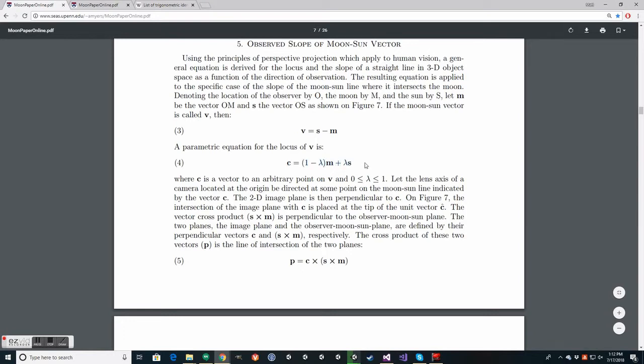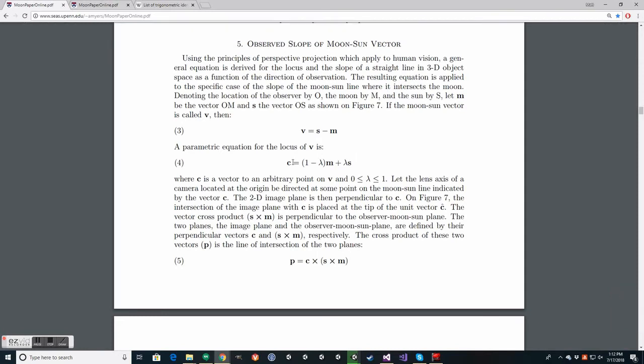Okay, and then some math terms here, parametric equation for the locus of V. All we're saying here is that C is any point along the line from the moon to the sun, where we're going to let lambda go from 0 to 1. If we put in 0 for lambda, we get 1 minus 0 times m, so that's just m, plus 0 times s. So when lambda is 0, C is m. When lambda is 1, we're going to get 1s plus 1 minus 1 is 0, so 0m. So when lambda is 1, then we just get the answer s. So as we let lambda go from 0 to 1, C goes from m to s.